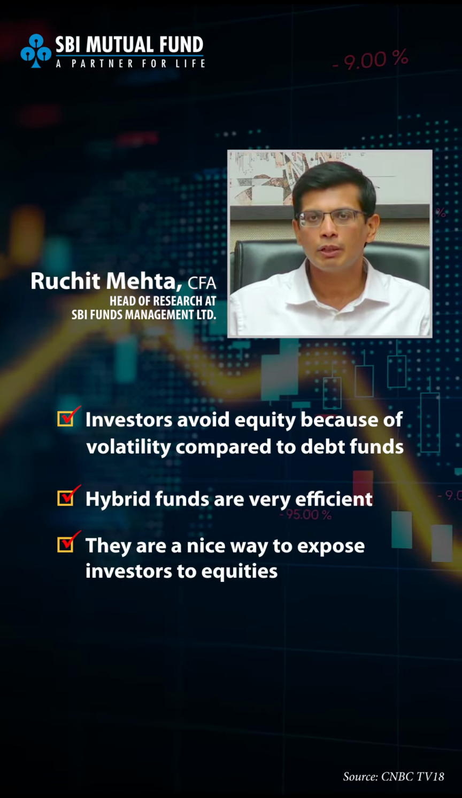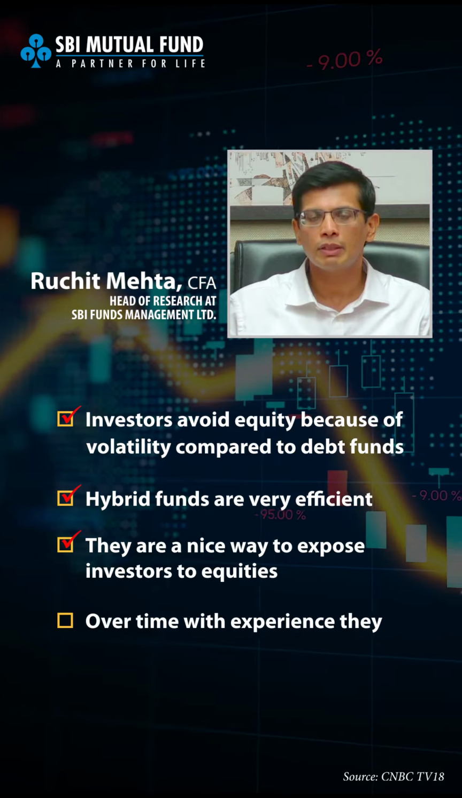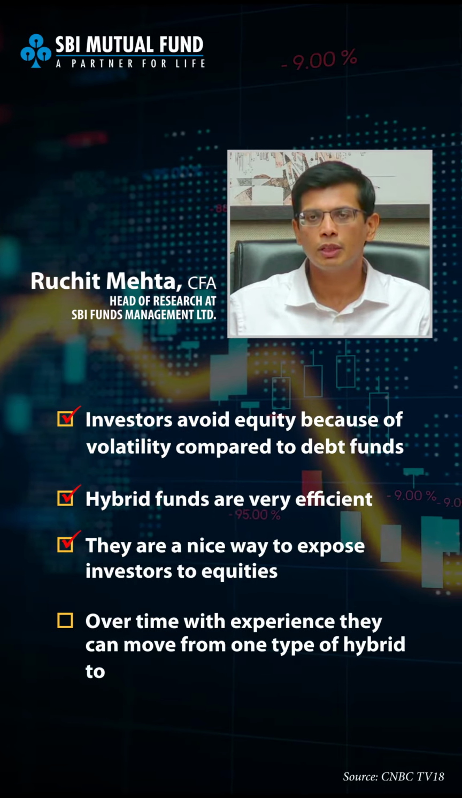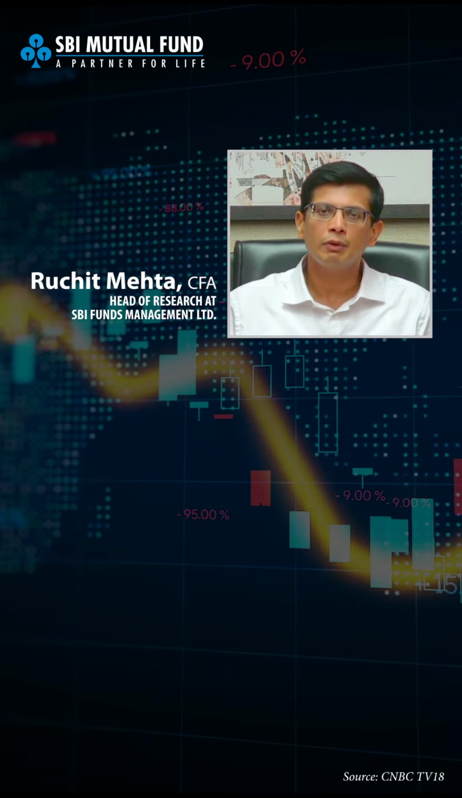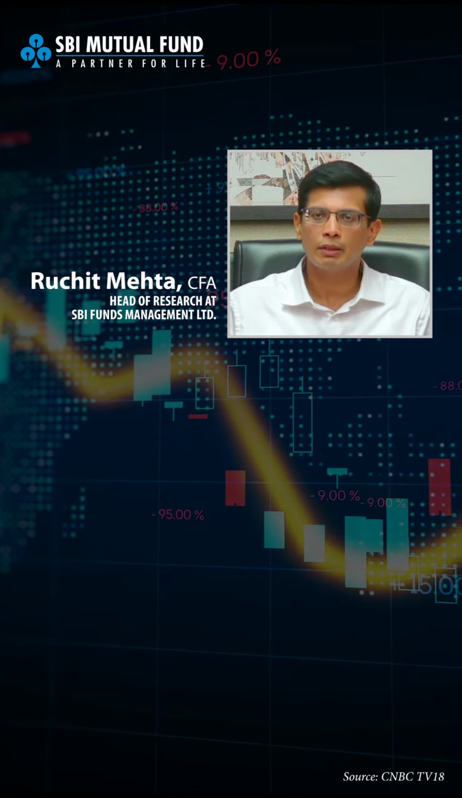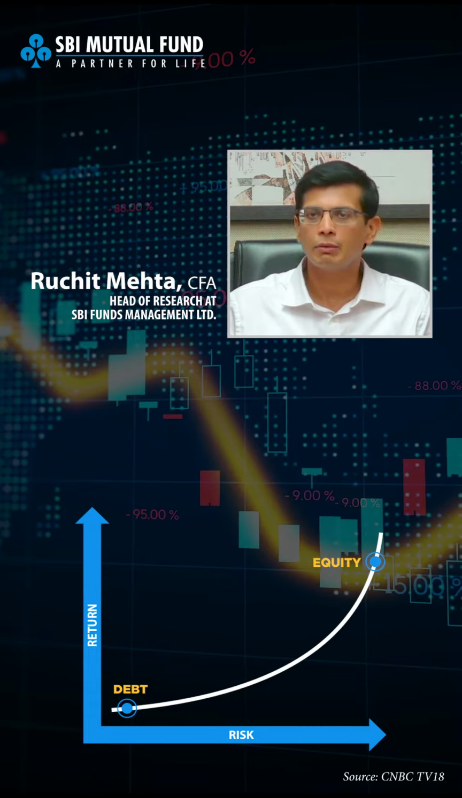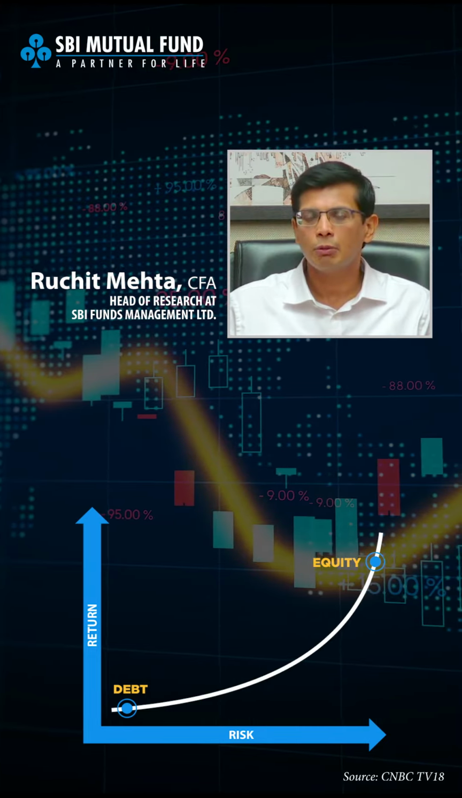And over a period of time, with their experience in investing, they can keep increasing the risk exposure by moving from one bucket of hybrid product to another. So if you take the pure risk-return spectrum, right, debt would be at the lower end of the risk spectrum and the lower end of the return spectrum, and at the top end you would have equity.